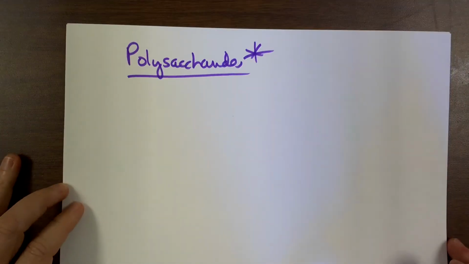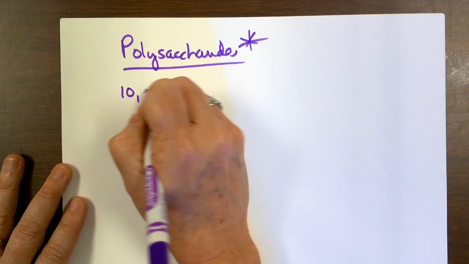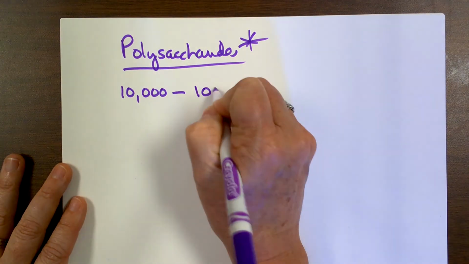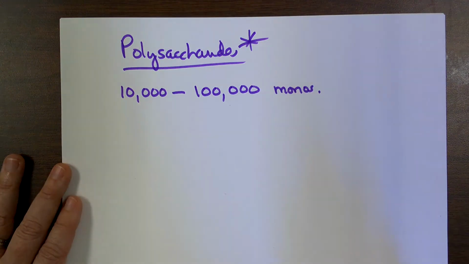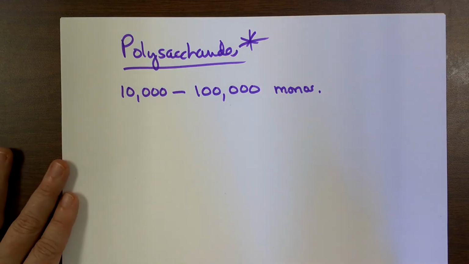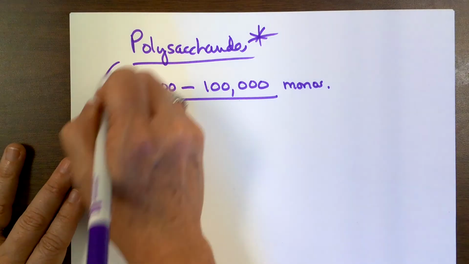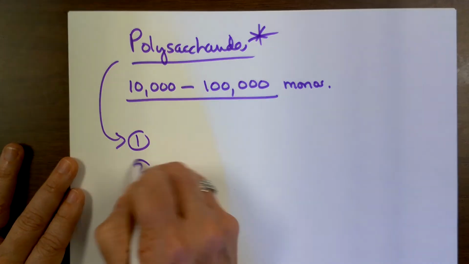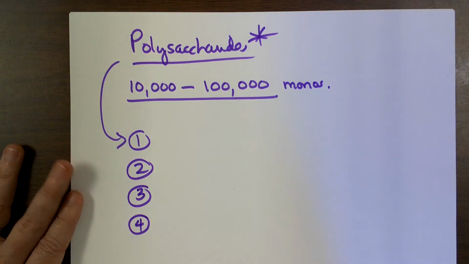So with polysaccharides, they must have a lot of bonds, and they absolutely do. A polysaccharide is somewhere between 10,000 and 100,000 monosaccharides, okay, on average. So it can actually be more, it can be a little bit less, but that's what you're getting when you eat a polysaccharide. So there are 4 main categories of polysaccharides.